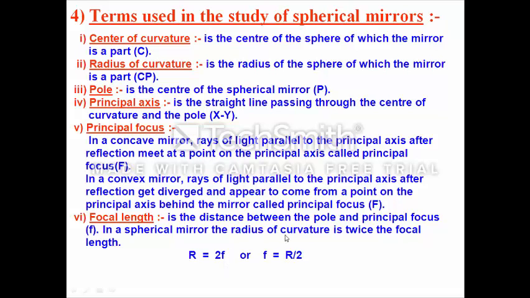And what is our focal length? We have seen that the distance from the center of curvature to the pole is known as our radius of curvature. The focal length is the distance between the pole and the principal focus. In a spherical mirror, the radius of curvature is twice the focal length, meaning r is equal to 2f, or f is equal to r by 2. So in any problem, if r is given and we have to find f, the focal length will be half of the radius of curvature.